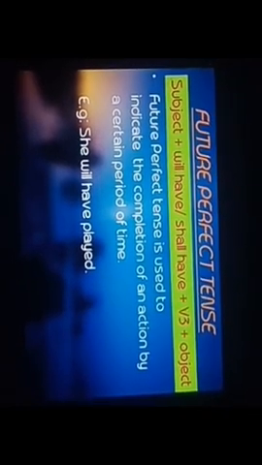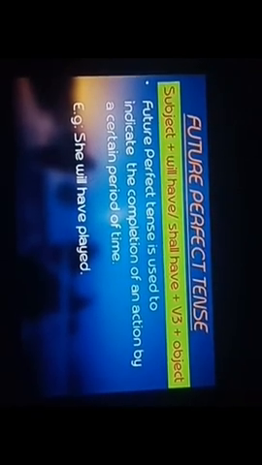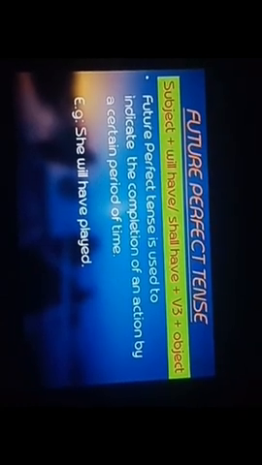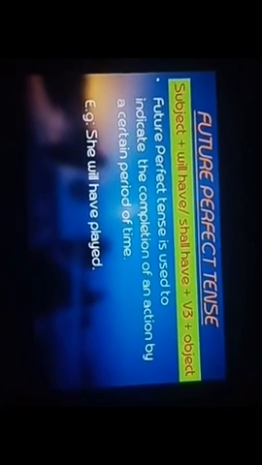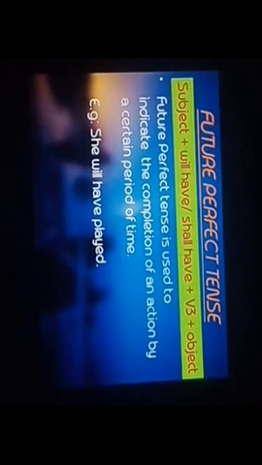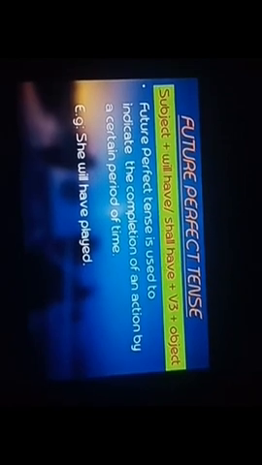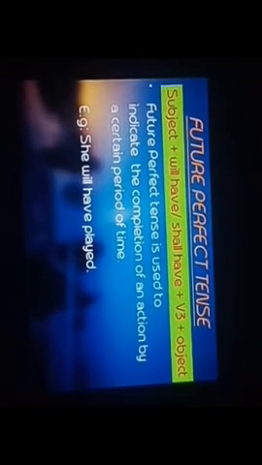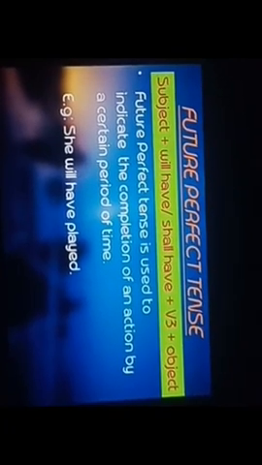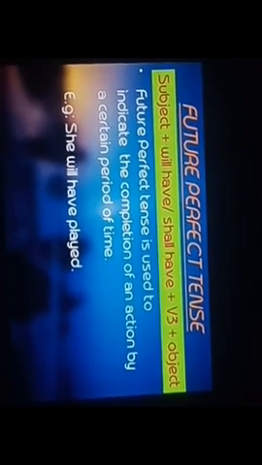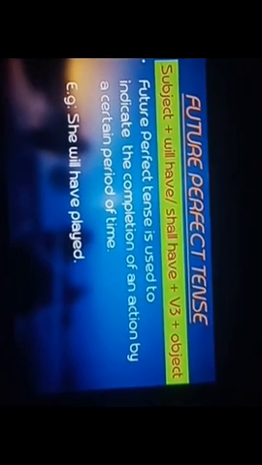Children, we always use the past participle form of the verb in future perfect or any perfect tense. V3 is called the past participle, and in future perfect we always use will have or shall have. And here is the example also. She will have played. So this is indicating the completion of an action by a certain period of time, means by this time she will have completed, she will have finished this work. So when a certain period of time is given and you feel that this particular work will be completed by then, we use future perfect tense.